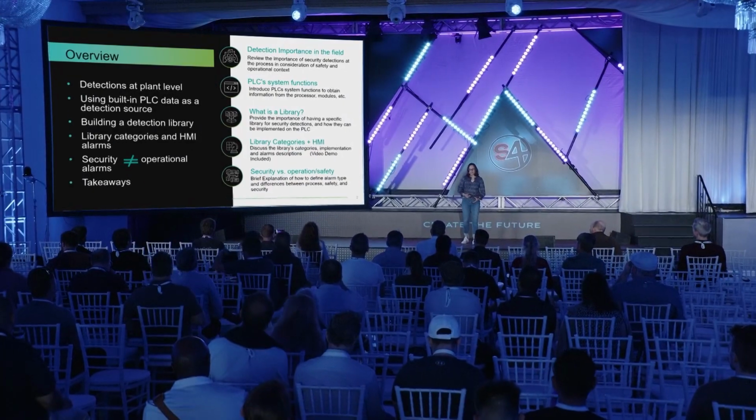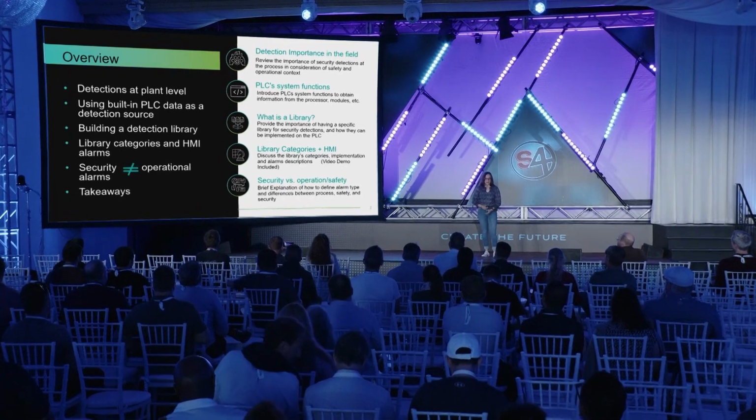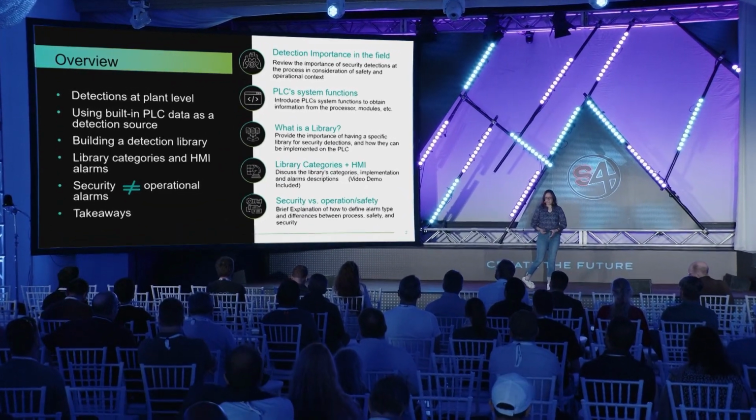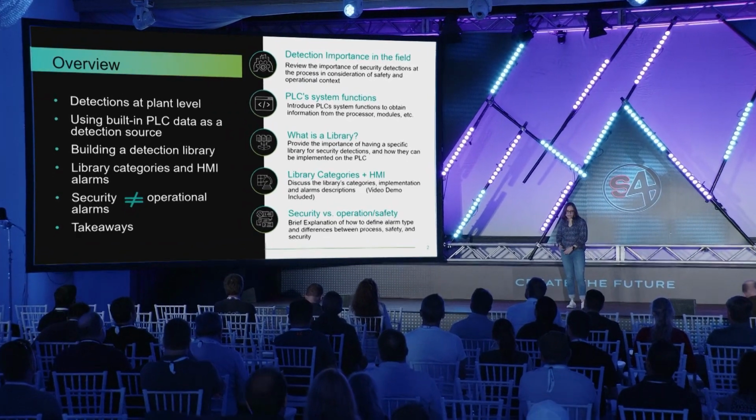I'm going to be talking about PLC libraries for detecting abnormalities. So what we are going to see today is why it is important to have detection at the plant level, and then the difference between security alarms and operational and safety alarms, and why we don't want to mix them up and make the operators confused.